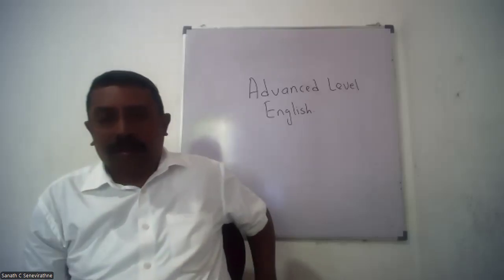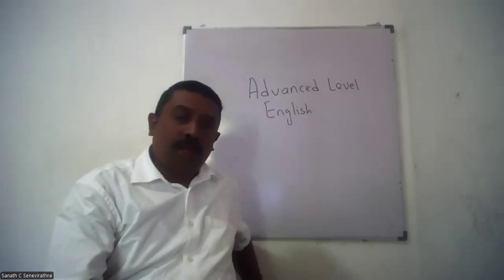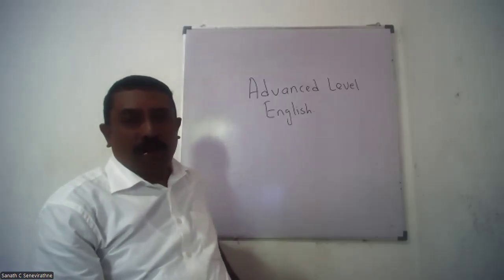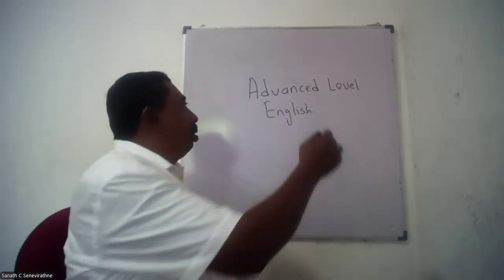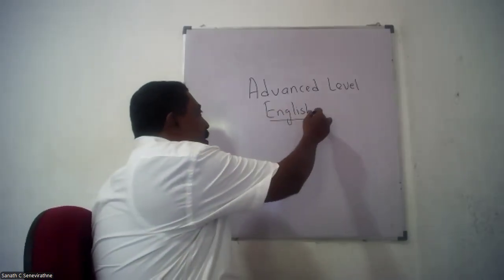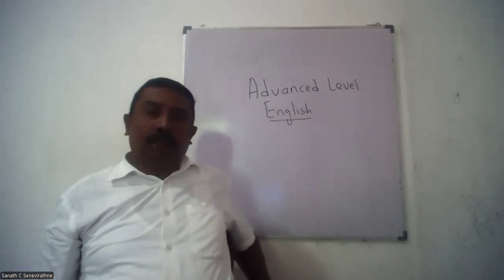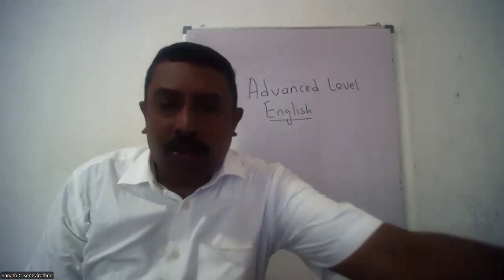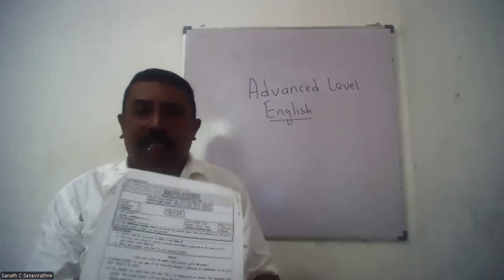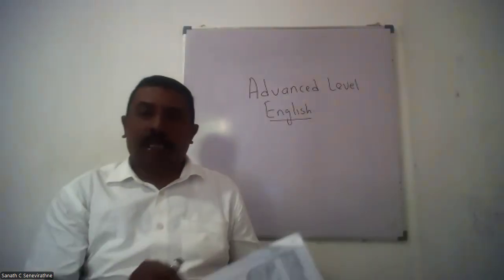Okay, let's start. Now, you are going to have English for A level, advanced level English. We normally say English. We don't use the word English literature, though we tell so. See the paper? This is the paper. We normally say English 1, English 2 like that.